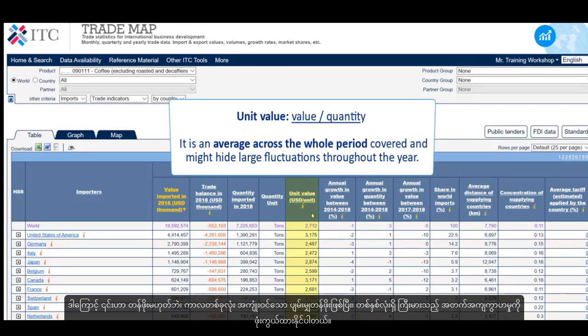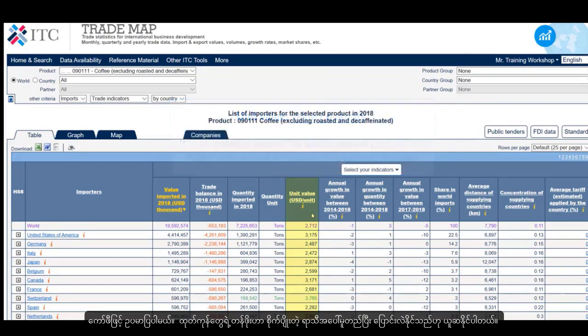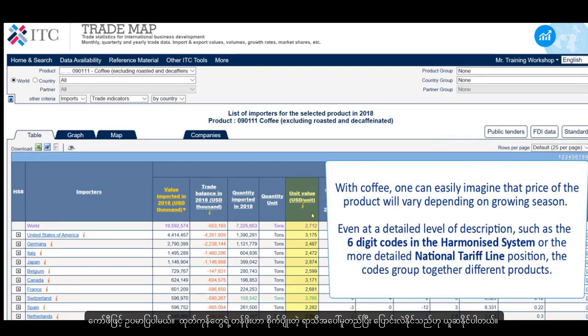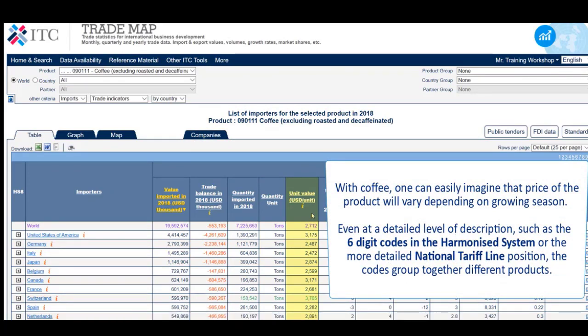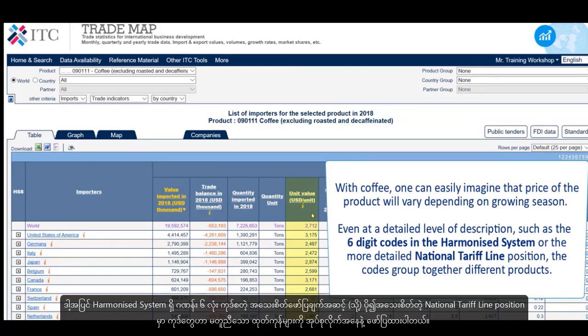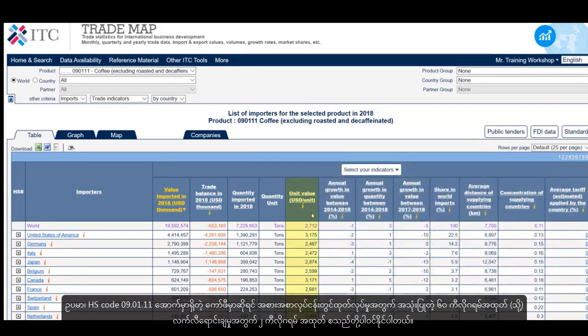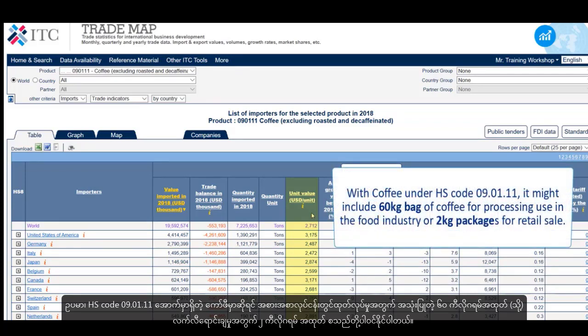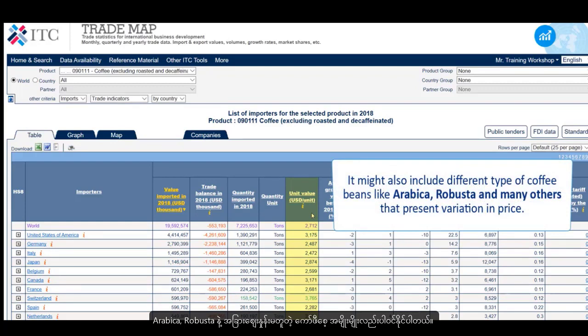Thus, this is not a price, but an average across the whole period covered, and might hide large fluctuations throughout the year. For example, with coffee, one can easily imagine that price of the product will vary depending on the growing season. Furthermore, even at a detailed level of description, such as the 6-digit codes in the harmonized system or the more detailed national tariff line position, the codes group together different products. For example, in the case of coffee under HS code 090111, it might include 60 kilogram bag of coffee for processing use in the food industry, or 2 kilogram packages for retail sale. It might also include different type of coffee beans like Arabica, Robusta, and many others that present variation in price.